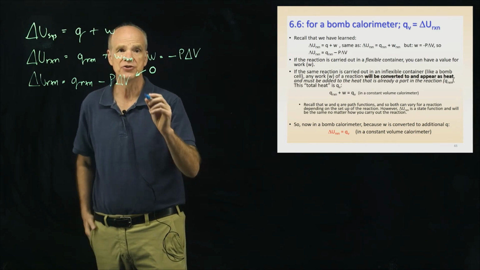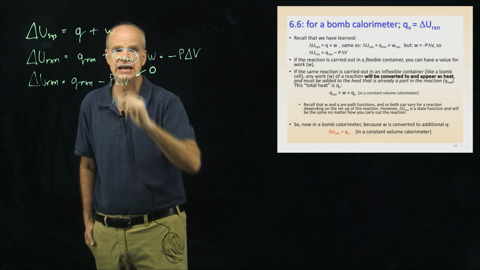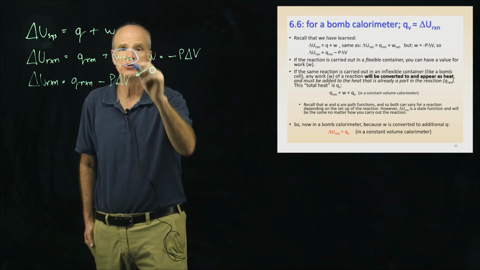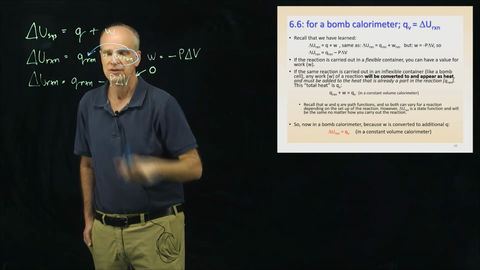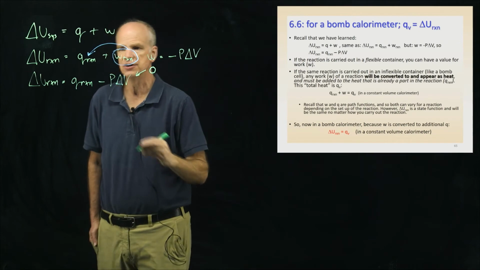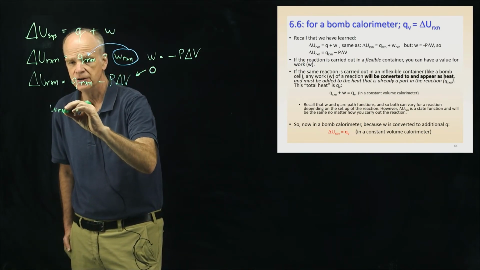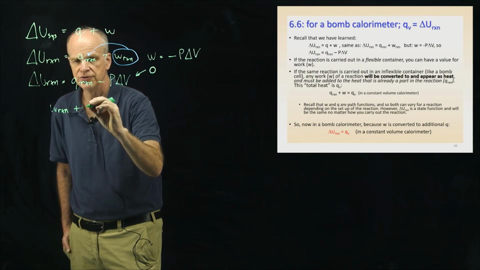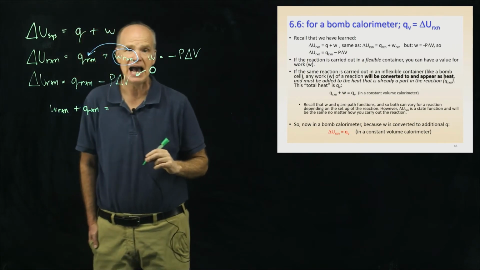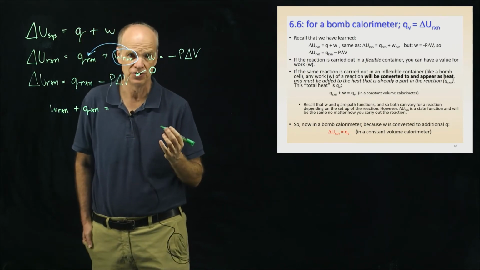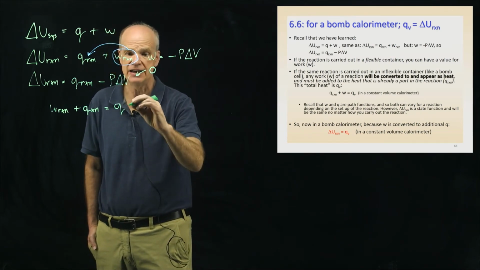When this happens, any work that is naturally made in this reaction is going to be converted to heat. So we can write something new here. We can say that the work of the reaction plus the regular heat of the reaction will basically be added together to form a total heat in the bomb calorimeter. And we call this total heat the heat at constant volume.